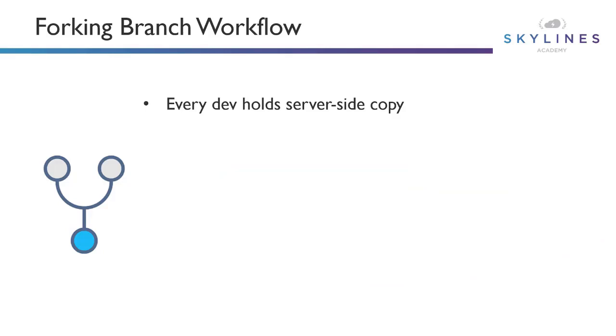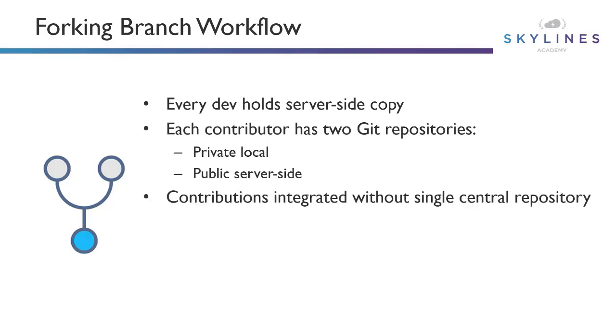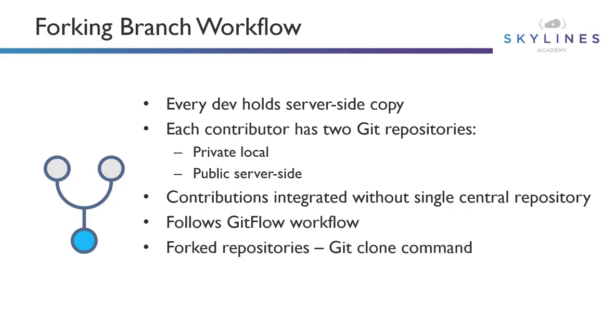Forking workflow gives every developer their own server-side repository. Each contributor has not one, but two Git repositories, a private local repository and a public server-side repository. This is most often seen in public open source projects. Contributions can be integrated without the need for everybody to push into a single central repository. Typically, this follows a branching model based on the Git flow workflow, and developers are using forked repositories with the git clone command.